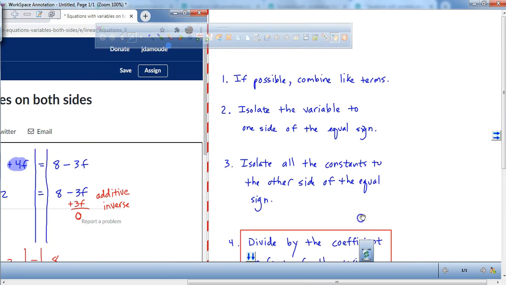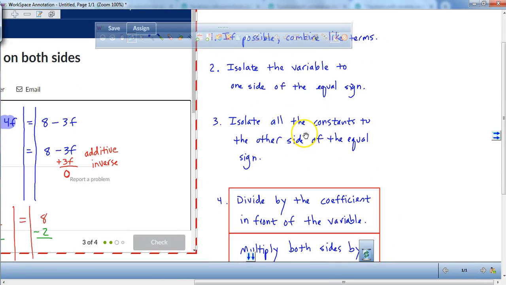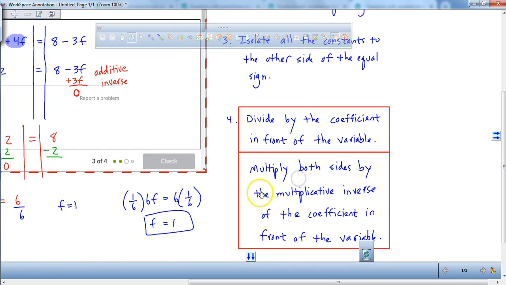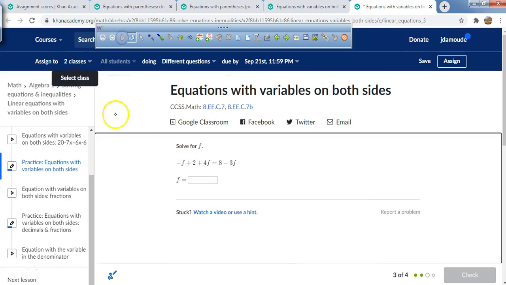Whew. Now, in review, if possible, combine like terms. Then isolate the variable to one side. Then isolate all the constants to the other side. Then divide by the coefficient in front of the variable, or multiply both sides by the multiplicative inverse, and that's how you solve an equation.